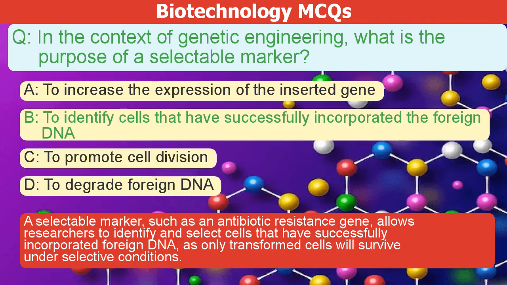The correct answer is B. A selectable marker, such as an antibiotic resistance gene, allows researchers to identify and select cells that have successfully incorporated foreign DNA, as only transformed cells will survive under selective conditions.